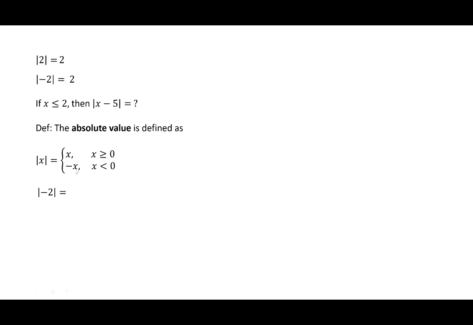Negative of the quantity. Let me repeat that. Because our quantity is -2, which is less than 0, the absolute value of our quantity should equal negative of the quantity. That means negative of -2. What is negative of -2? +2. That is the reason.